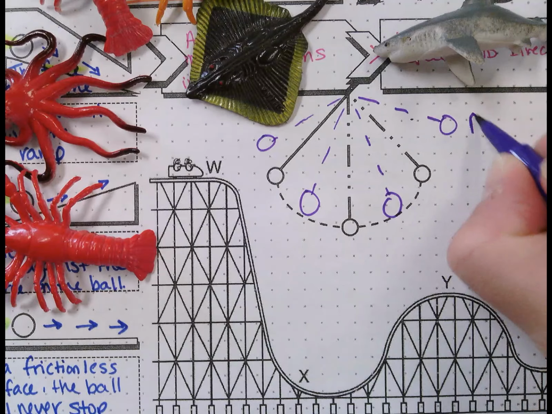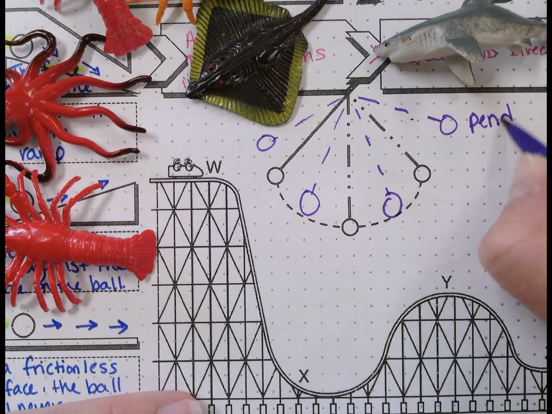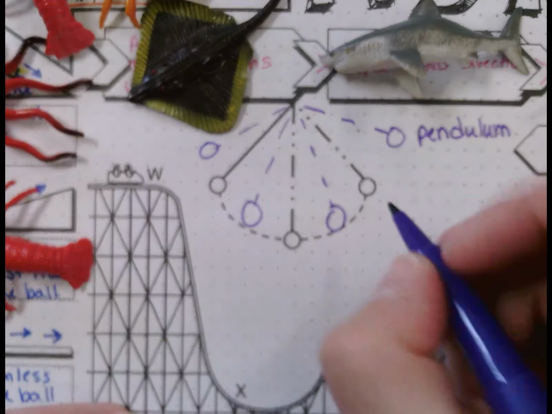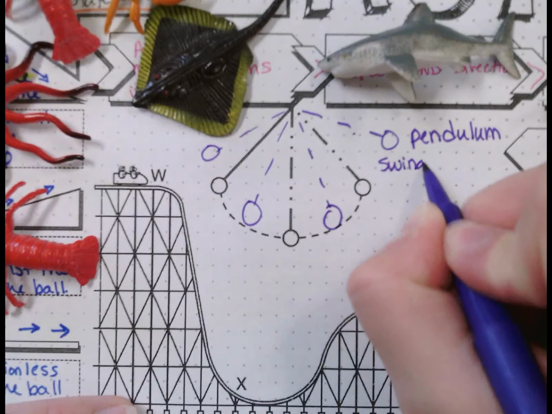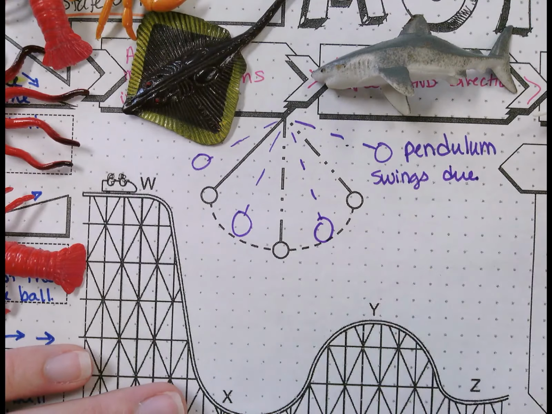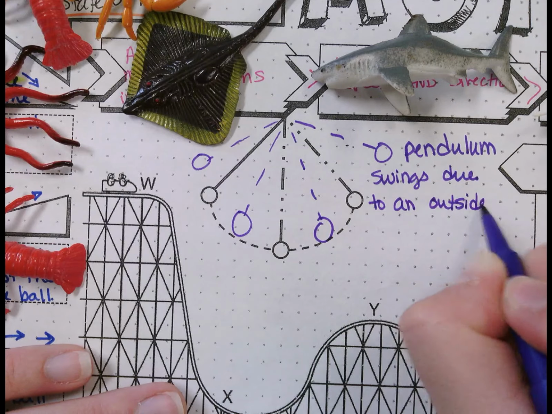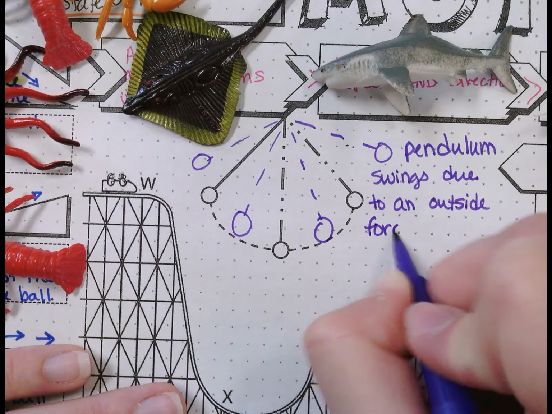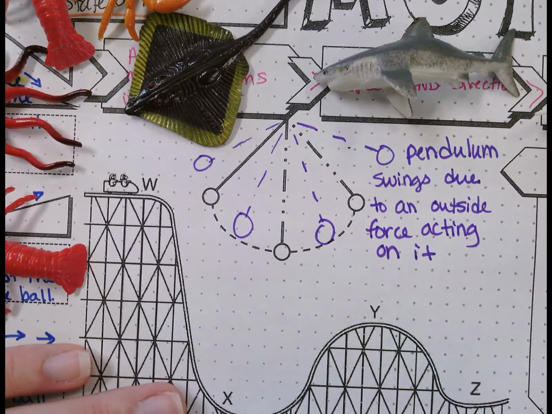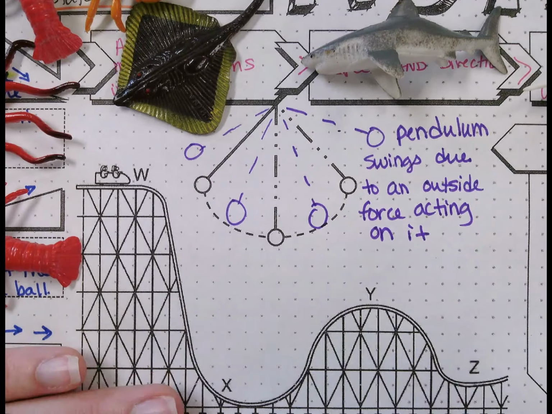So a pendulum swings, if you're thinking about gravity and everything else, due to an outside force acting on it. Okay? So that's the only reason that it's going to move, is because of that force acting on the pendulum.